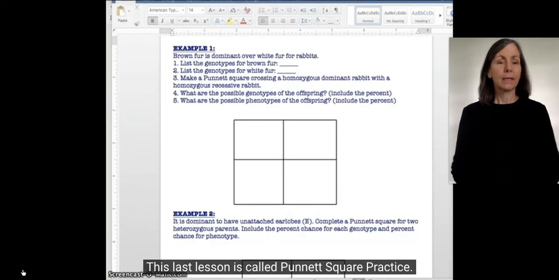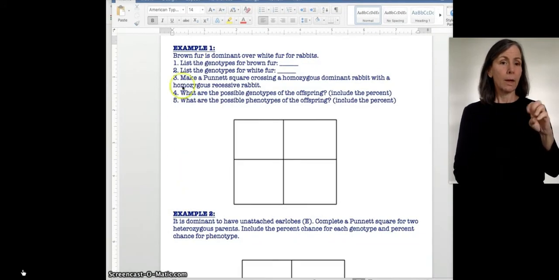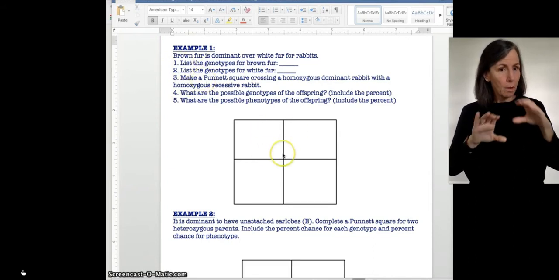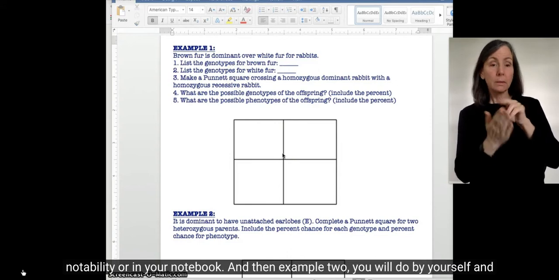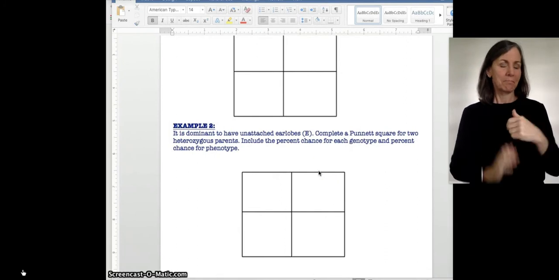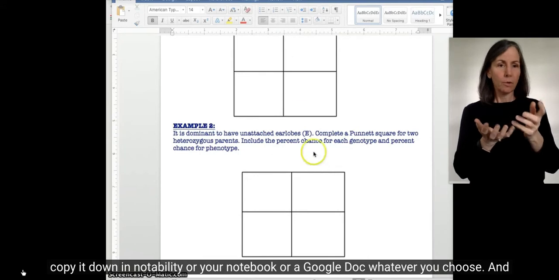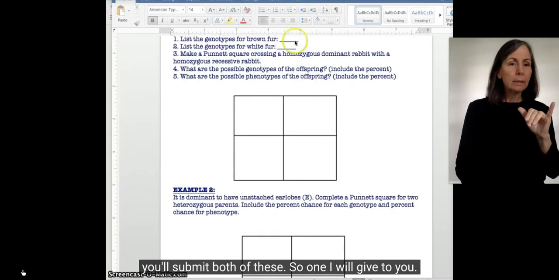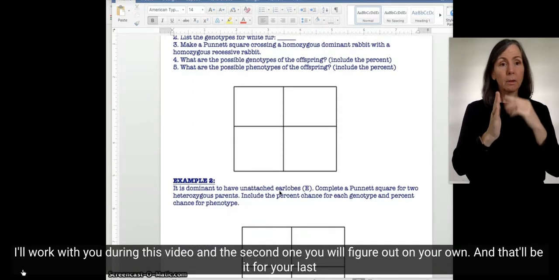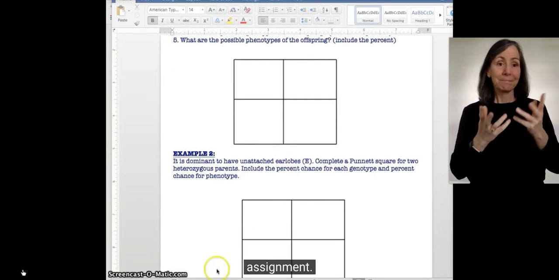This last lesson is called Punnett square practice. There will be two Punnett squares. Example one I will do, and you can copy it down on Notability or in your notebook. And then example two you will do by yourself and copy it down on Notability or your notebook or a Google Doc, whatever you choose, and you'll submit both of these. So one I will give to you, I'll work with you during this video, and the second one you will figure out on your own, and that'll be it for your last assignment.